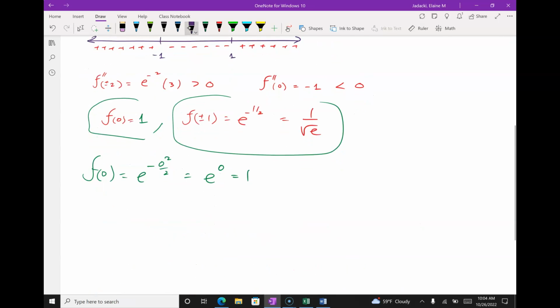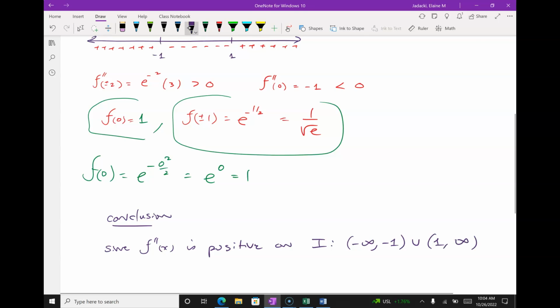All right, here we go. Conclusion. Since f double prime of x is positive on the interval from minus infinity to negative 1, union 1 to infinity, always open intervals, we know f of x is concave up on that particular interval. When the second derivative is positive, positive people smile, the original function is concave up.